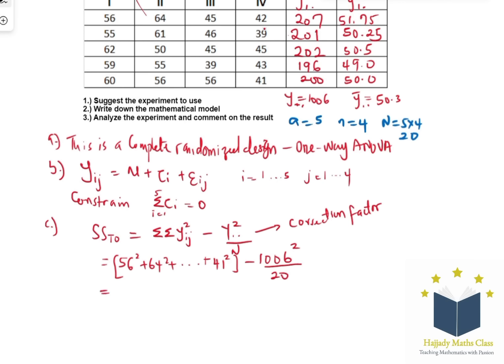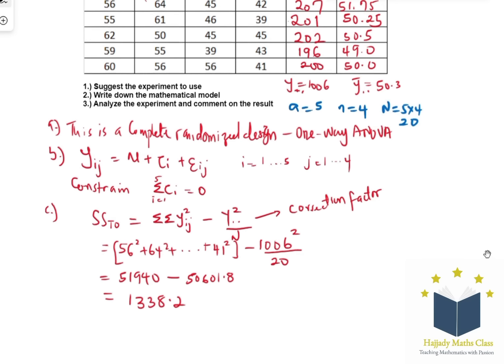So summing up the observations, here I'm going to have 51,940 minus the correction factor. 1006 squared over 20 gives 50,601.8. Subsequently, this is what I'm going to use for my correction factor. So my SS total gives 1,338.2. That is my SS total.